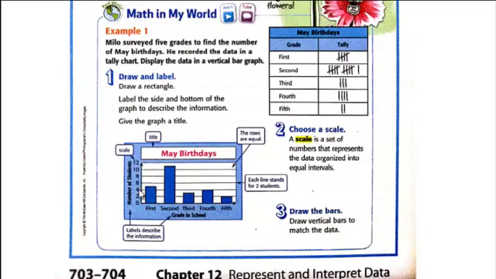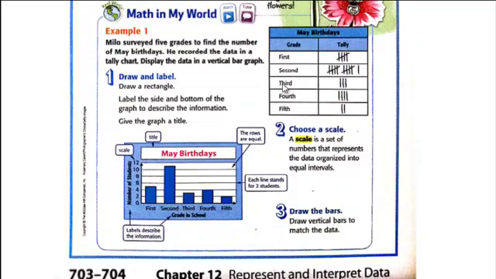5 is located between 4 and 6. In front of second grade there are 5 plus 5 equals 10, plus 1 equals 11. There are 11 tally marks. So draw these 11 tally marks here in front of second as a bar. 11 is located between 10 and 12, and stop here in front of number 11.